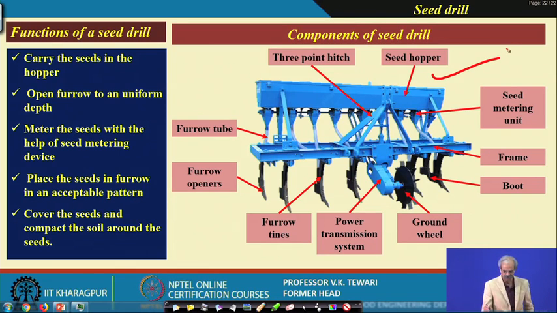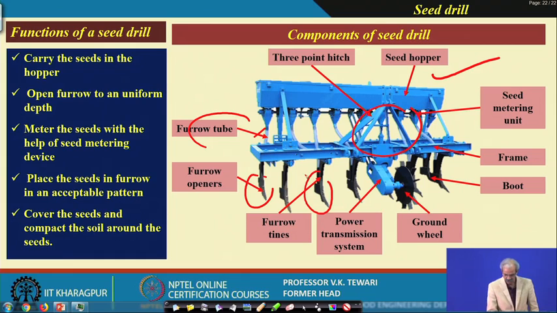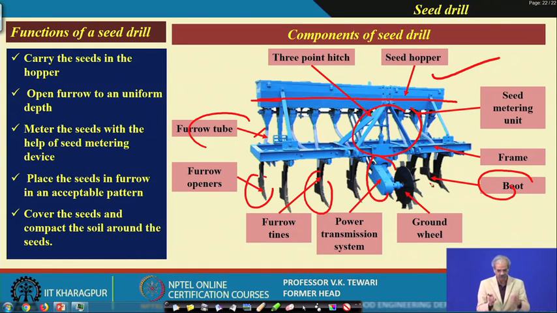The seed hopper will be there, then the connection with the 3-point linkage of the tractor, the furrow tube, the furrow openers, the furrow tines, then the transmission system, which is taken from the ground wheel here, and then it helps in operation of the seed metering unit which is over here. Then the frame, and of course the boot here, which helps so that you get the seed properly and have cover of that. And these are the functions of the seed drill.